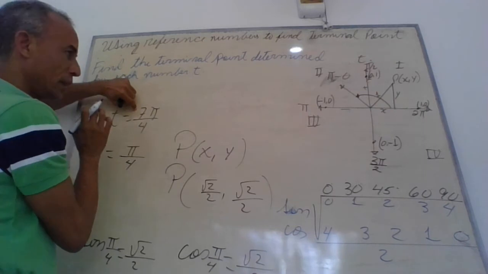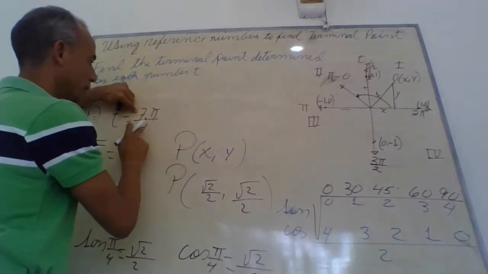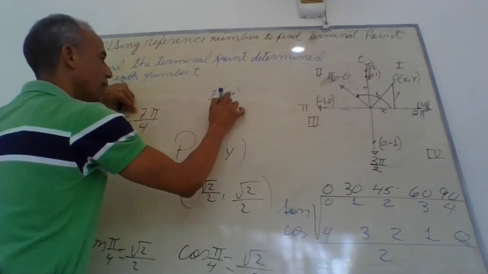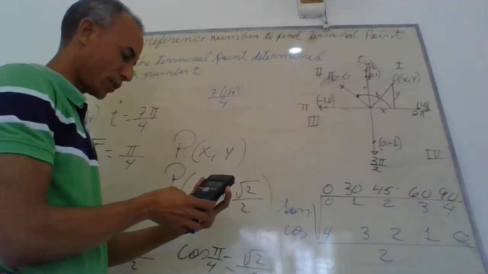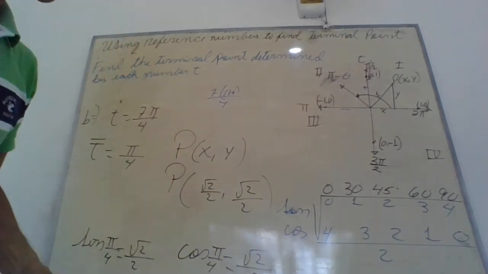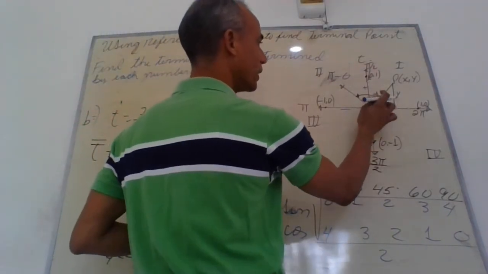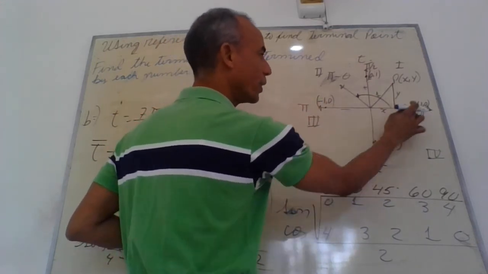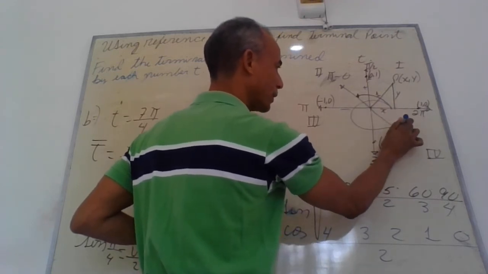In what quadrant is 7 pi divided by 4? Remember, if I want to know what quadrant it is, I multiply by 180 and divide by 4. We can use a calculator. You say 7 times 180 divided by 4 and you have 315. Okay, what quadrant is 315? You have 180 to here, and it's here. We are talking about the fourth quadrant.